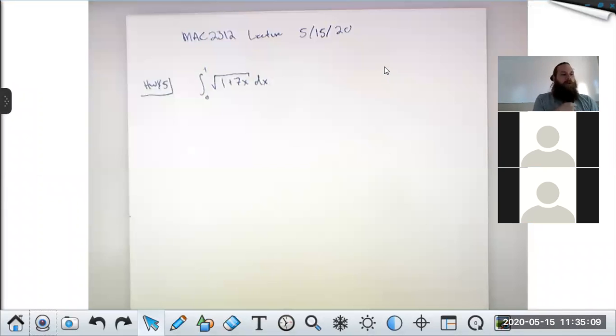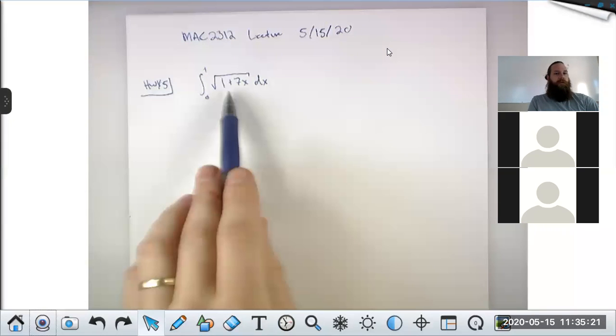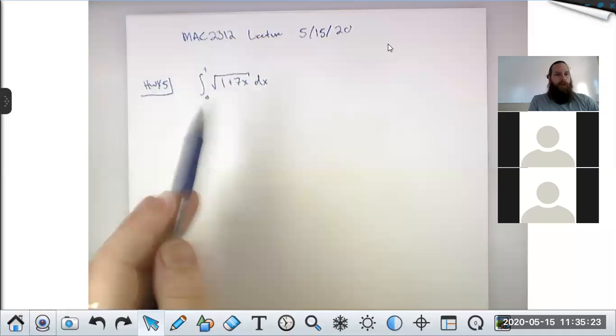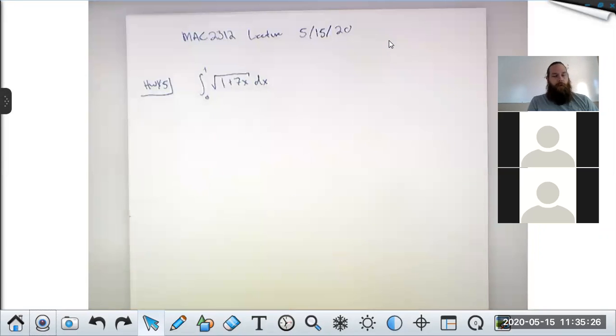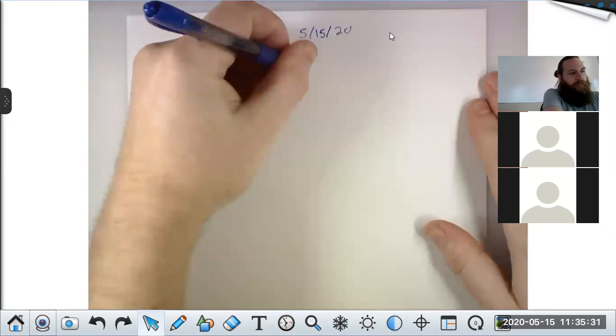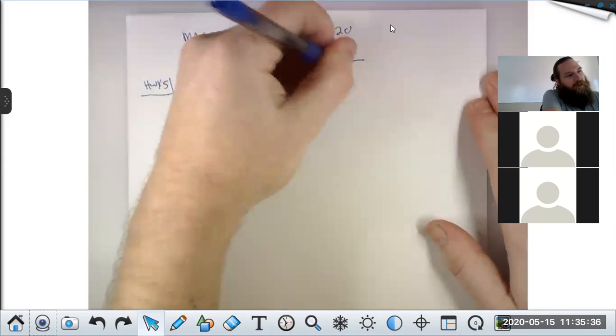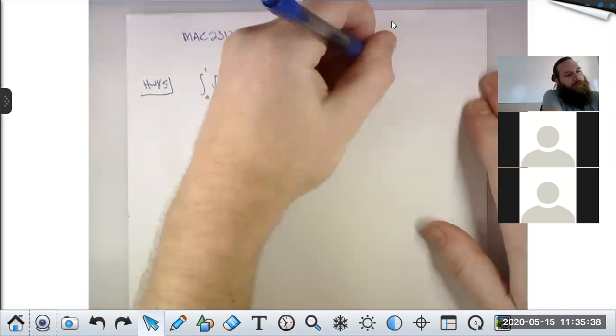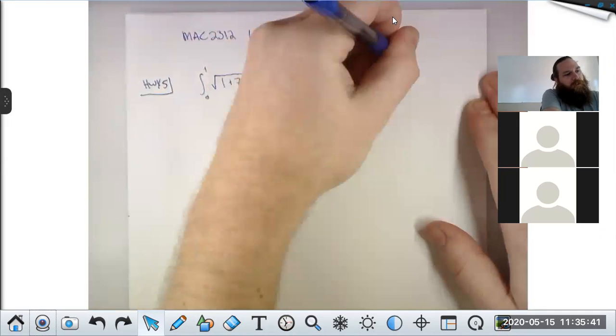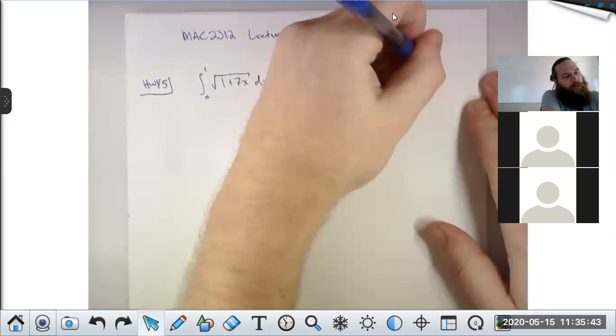They're asking us to evaluate this integral. It's a definite integral going from 0 to 1. And the integrand, the thing inside, is the square root of 1 plus 7x dx. If this was just the square root of x, then that would be a power rule problem. And I could just evaluate it using the power rule. As is, note, square root of 1 plus 7x is not equal to the square root of 1 plus the square root of 7x. We can't begin this way.